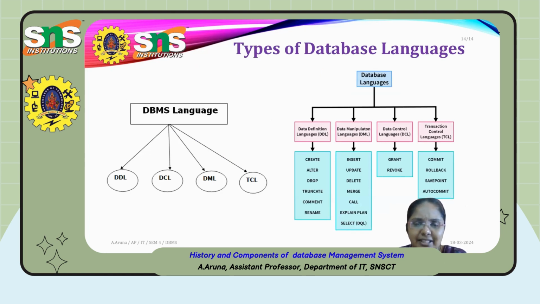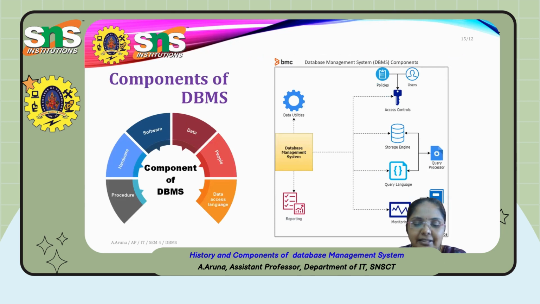For constructing this type of schema, definitely we go for the database languages. Our database languages can be classified into four types. One is DDL, the data definition language, DML, the data manipulation language, DCL, the data control language, and TCL, the transaction control language. Under that, you have many methods. Using those methods, we can construct the database, as well as retrieve the data from the database in a relational model.